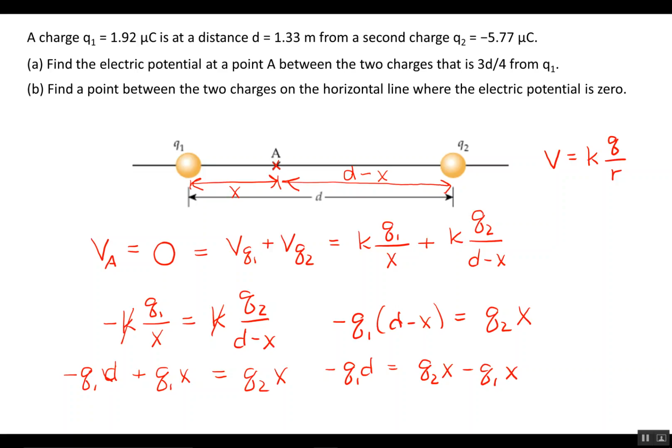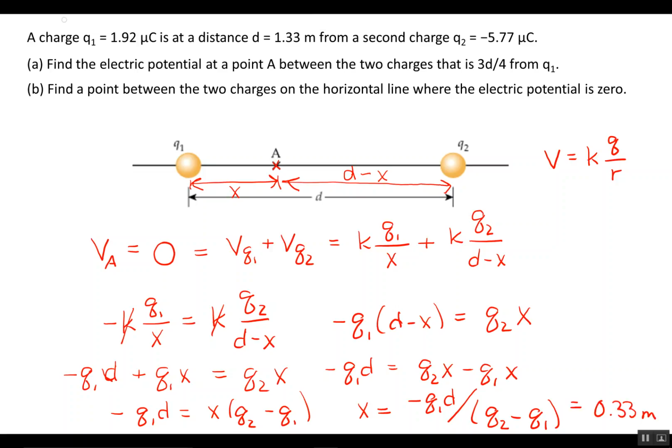Now I'll factor out the X on the right-hand side. That gives me minus Q1 D equals X times (Q2 minus Q1). Now divide both sides by the quantity Q2 minus Q1, and I've solved for X. So X equals minus Q1 D divided by the quantity Q2 minus Q1. Plugging in my values for Q1, Q2 and D, I get X equals 0.33 meters. So the point along the horizontal axis where the voltage is equal to 0 is about 0.33 meters to the right of Q1. All right, let's move on.